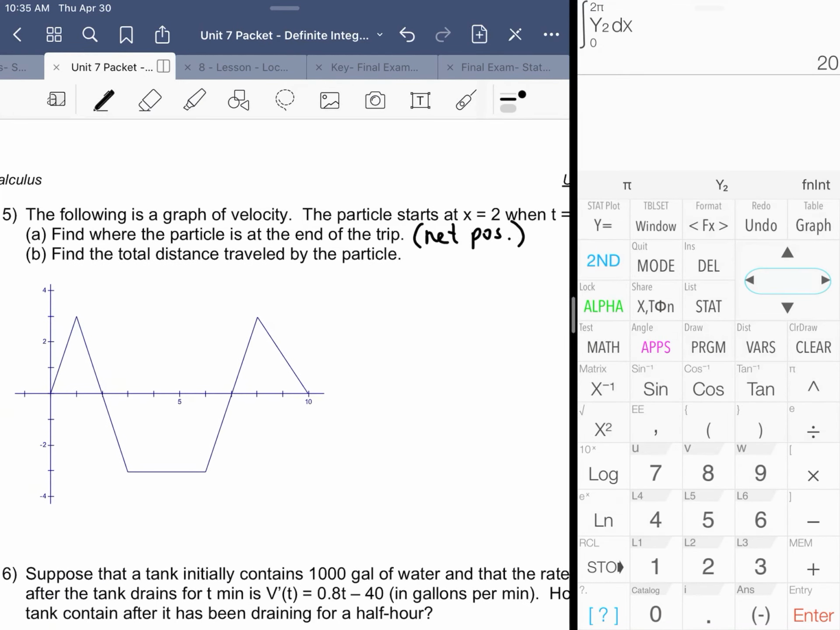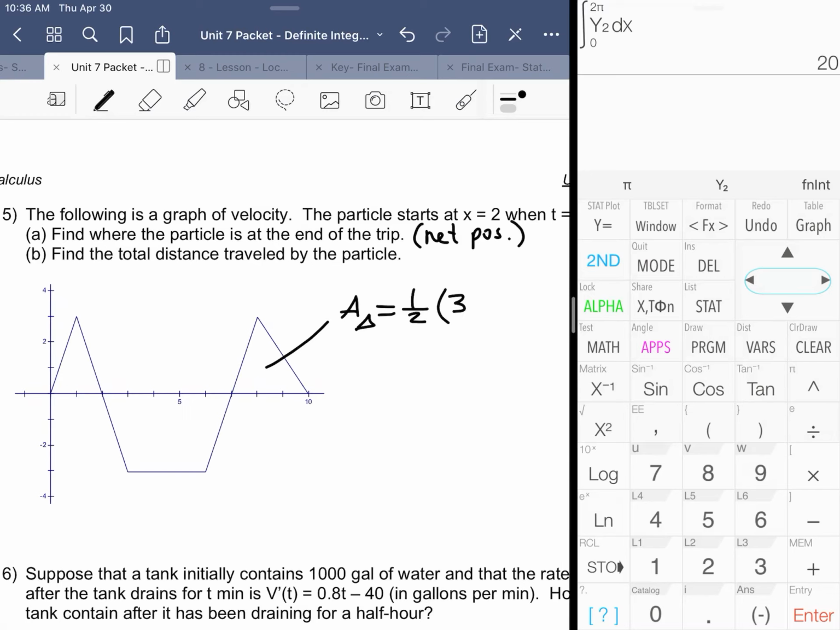So that's the net position. And then the total distance traveled by the particle, that's going to be a total position. But bottom line is we're looking for areas again. Here we're not given defined functions. We could figure them out, but area is still area. So why not just figure out what the areas are?